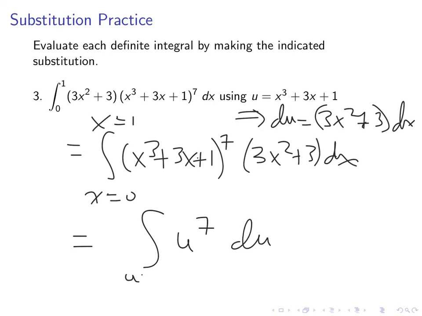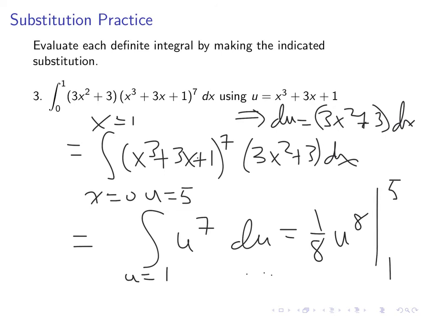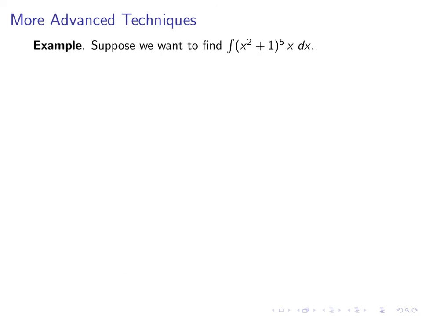But I have to transform the limits of integration as well. When x equals 0, then 0 plus 0 plus 1 gives us u equals 1. And when x equals 1, then 1 plus 3 plus 1 is 5. So I end up with 1/8 u to the 8th evaluated from 1 to 5. So that's the basic idea.